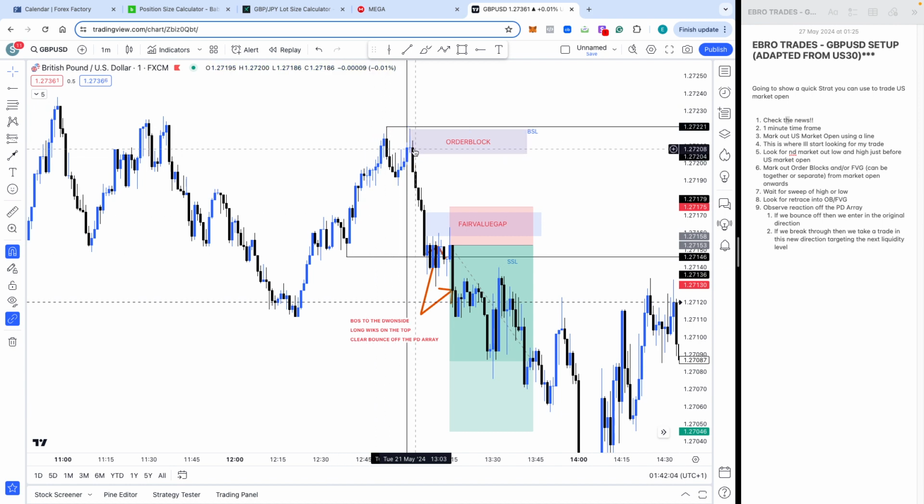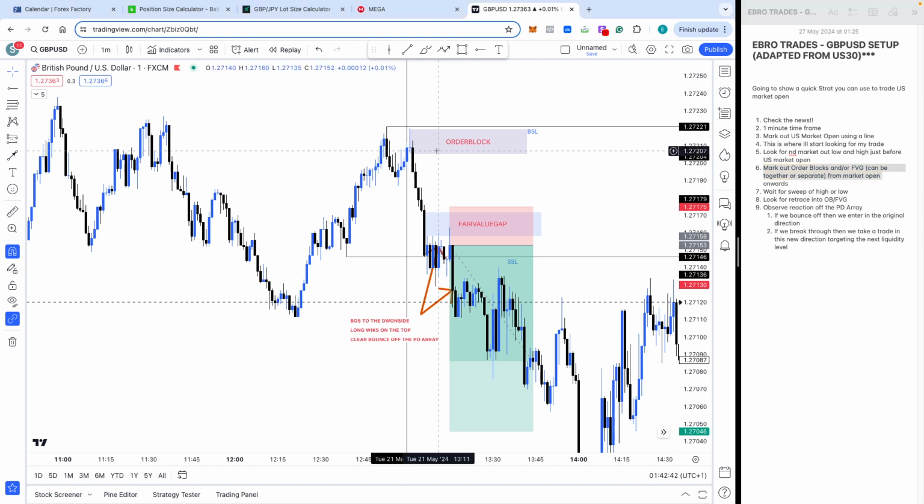We are then monitoring our price action from US market onwards and marking out any order blocks or fair value gaps only. I'm ignoring every single other confluence. I'm keeping it super simple. I only care about order blocks and fair value gaps. Do not overcomplicate your chart with too many indicators. I promise you that is not going to make you profitable. It's just going to confuse you and tire you out. Keep it simple. I promise you.